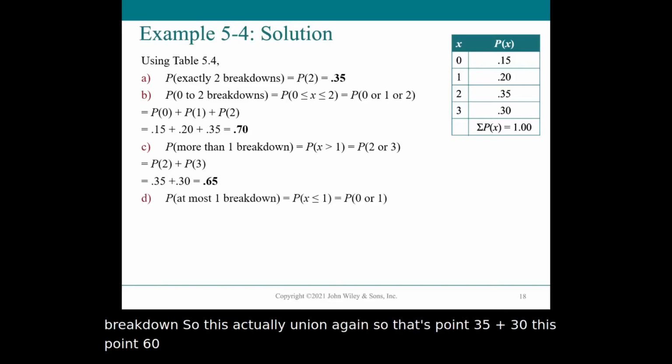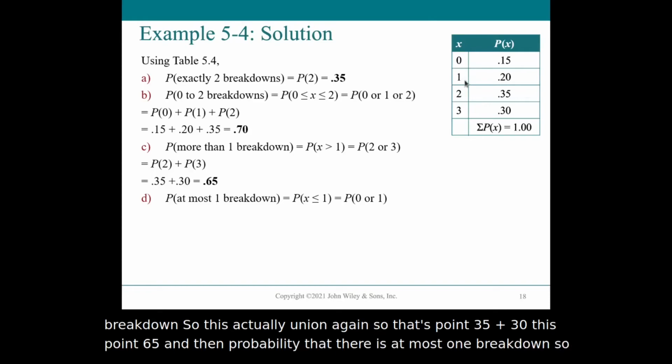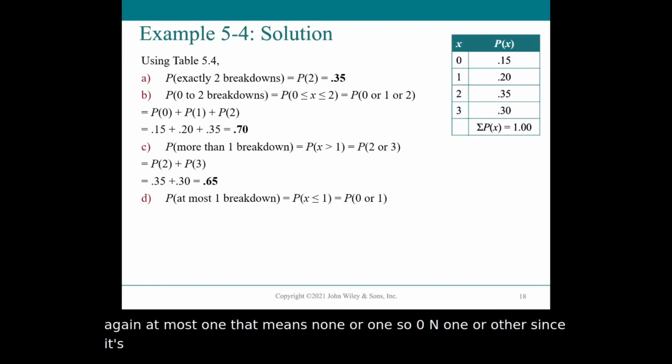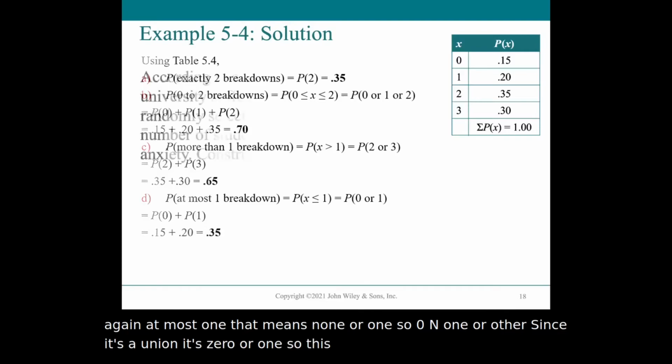And then the probability that there's at most one breakdown. Again, at most one means none or one. So 0 and 1. Or rather, since it's a union, it's 0 or 1. So add those values, you get 0.35.